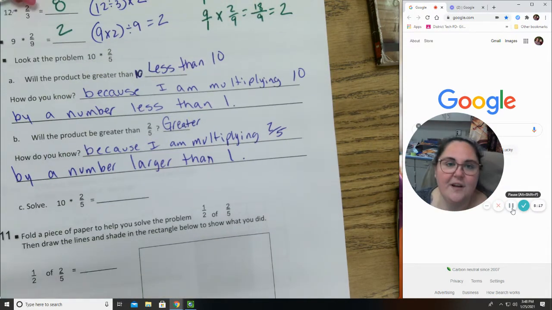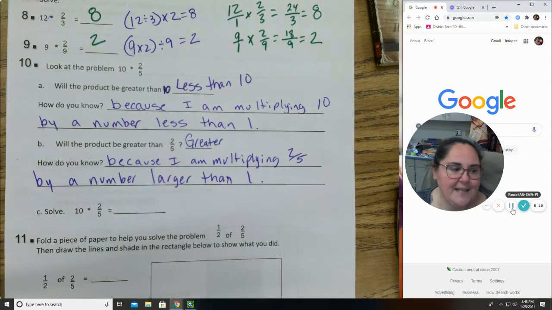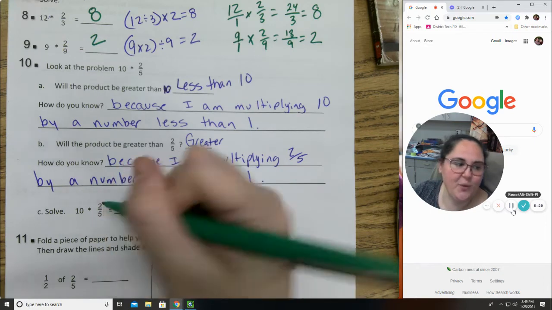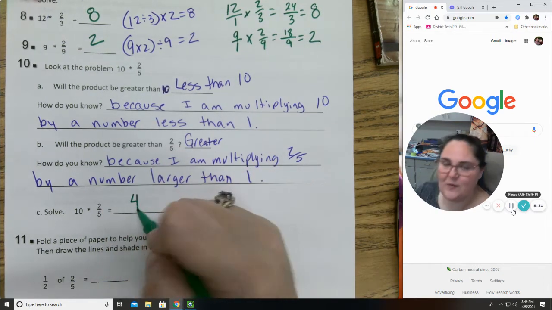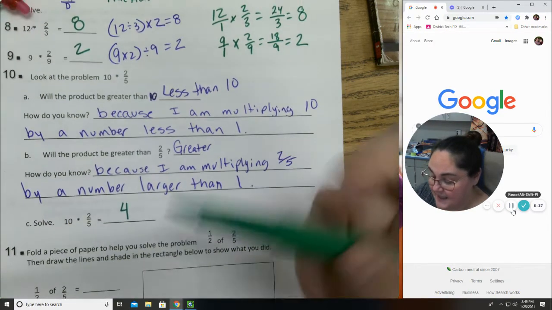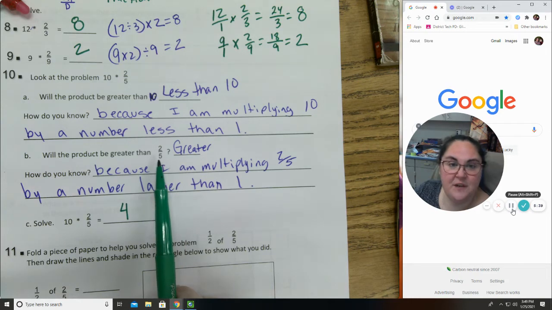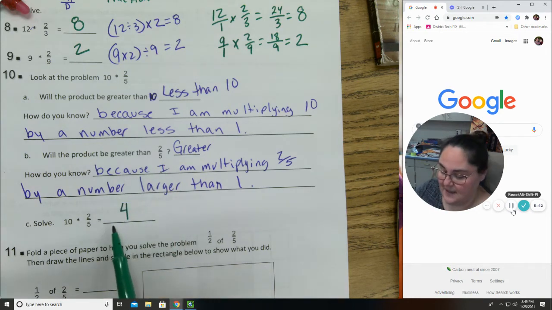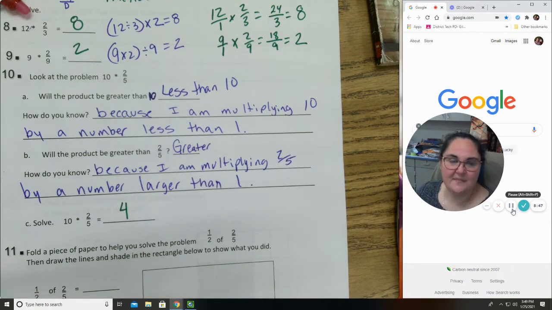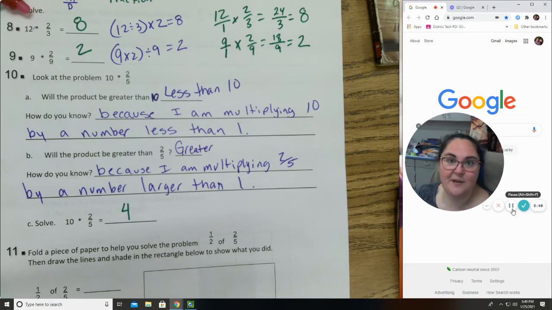Here we go. Now we're going to solve the problem. So what is 10 times 2/5? You know how to do this question. All right, 10 times 2 is 20, divided by 5 is 4. Multiply by the top, divide by the bottom, your answer is 4. Now let's see, is 4 bigger than 2/5? Yes. Is it smaller than 10? Yes, then we were correct. By the way, these are great reasons to make sure that you have written down. Hint, hint.